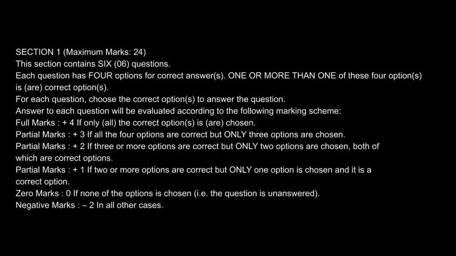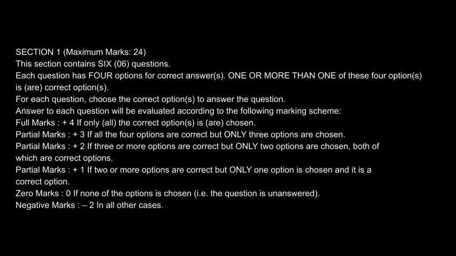Paper 1 of 2018 Section 1, 1 or more answers correct. Section 1 Maximum marks: 24. This section contains 6 questions. Each question has 4 options for correct answers. 1 or more than one of these 4 options are correct options. For each question, choose the correct options to answer the question.